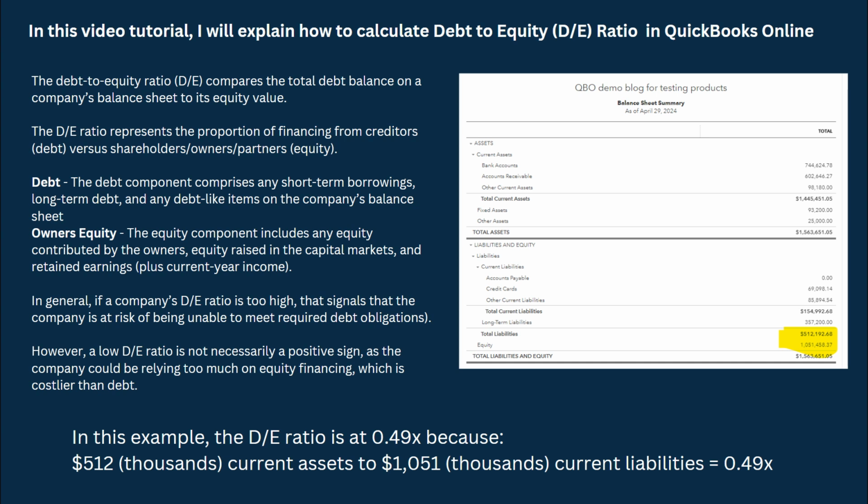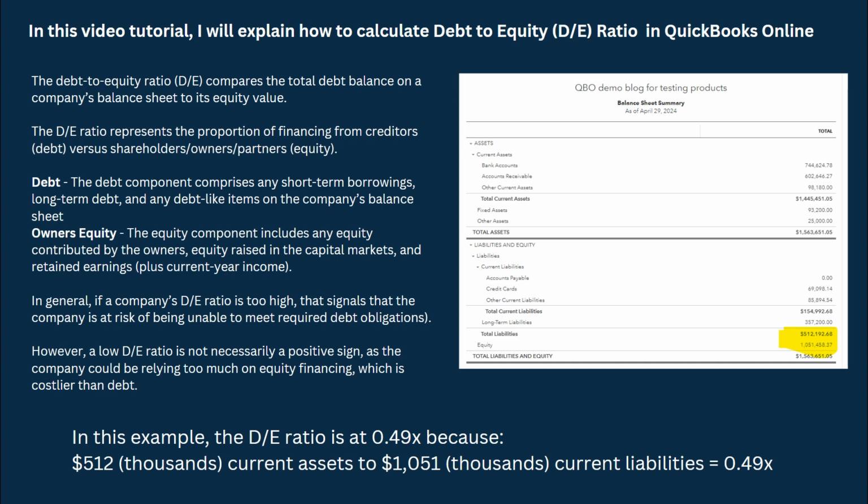So in general, there's no hard and fast rule on this one. In general, if your DE is too high, that signals that the company is at risk of being unable to meet its required debt obligations. Obviously, if you have too much debt, more than your equity, then you have a high risk of not meeting the debt obligations.